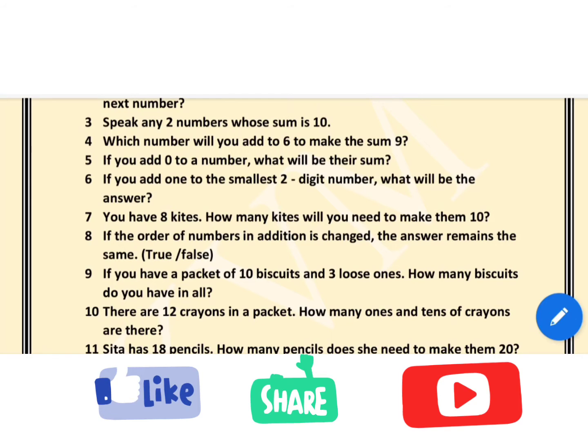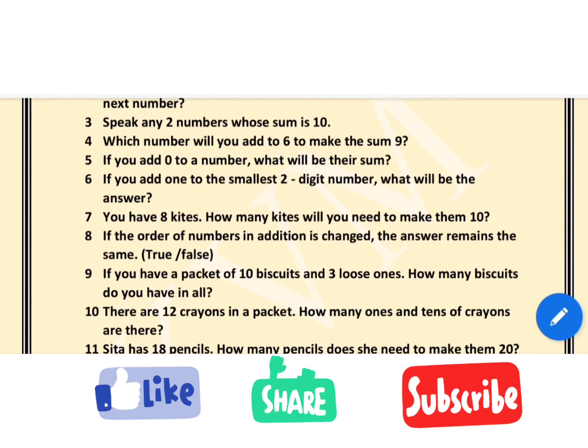Now come to next. There are 12 crayons in a package. How many ones and tens of crayons are there? See, the number is 12. So in this, you have 2 ones and 1 tens. So the answer is you have 2 ones and 1 tens of crayons.